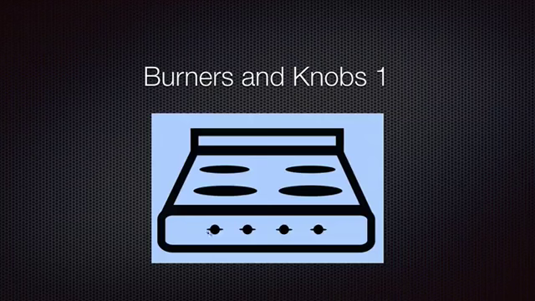So on many stoves, as you note, there's that little diagram that they put right next to each of the knobs to tell you which burner each knob controls. So really there's nothing intuitive. But in the burners and knobs 1, the first example, we make at least the first assumption that the left knobs control left burners, right knobs control right burners.